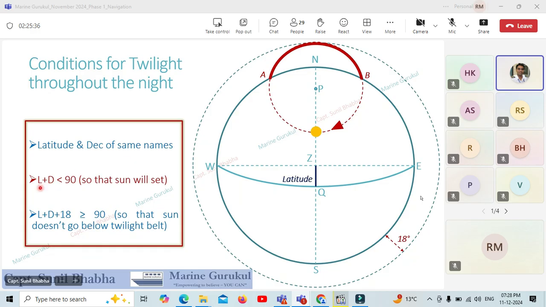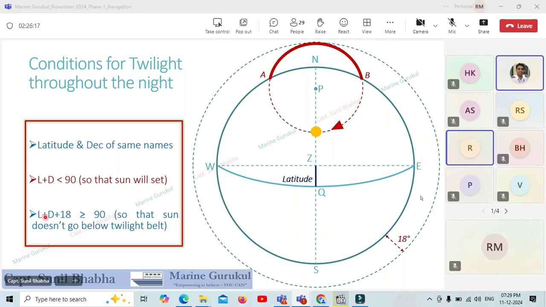The second condition which we need to meet is latitude plus declination should be less than 90 so that the sun will set. If the latitude plus declination becomes greater than 90, then you see the sun is going to fulfill the circumpolar criteria. If the sun becomes circumpolar, there will be no night. If there is no night, there is no chance of any twilight occurring. So that's why latitude plus declination should be less than 90 so that the sun is not circumpolar and the sun sets and we have night for some part of 24 hours.